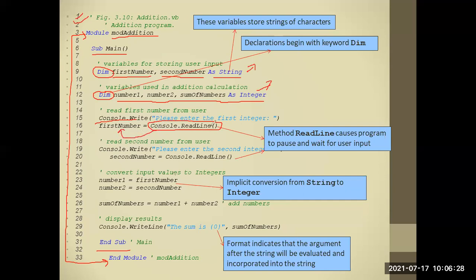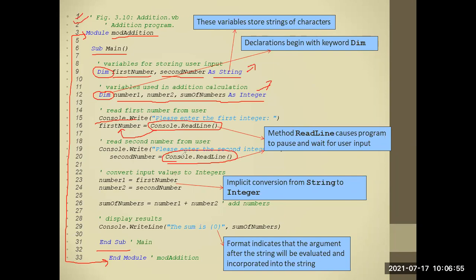This console.readline is basically used to take input from the user, and whatever input it takes will be in string form. Similarly, for the second number, I will again use console.readline.